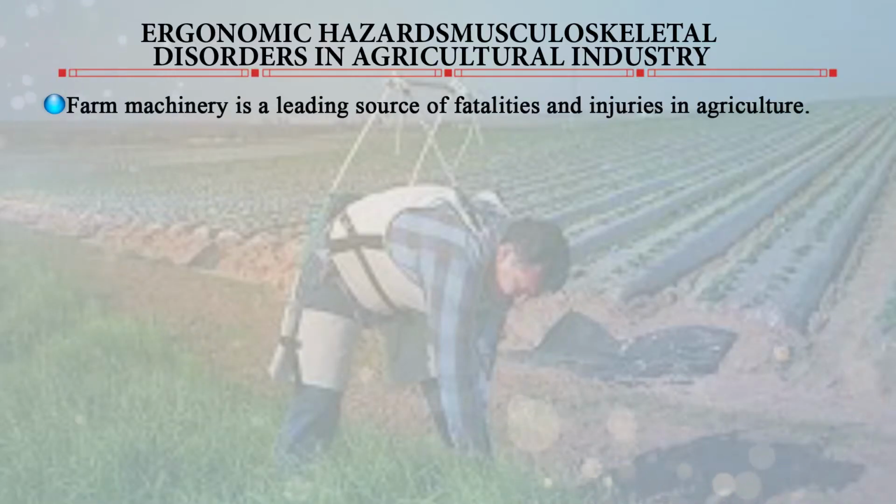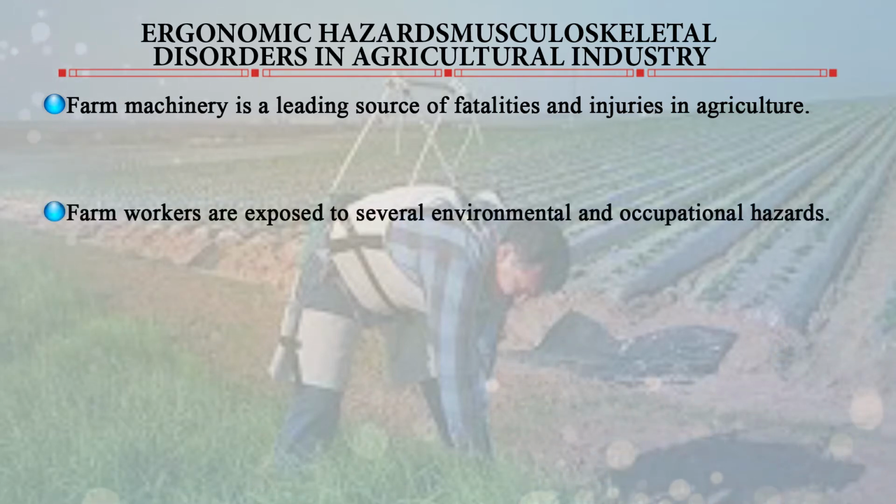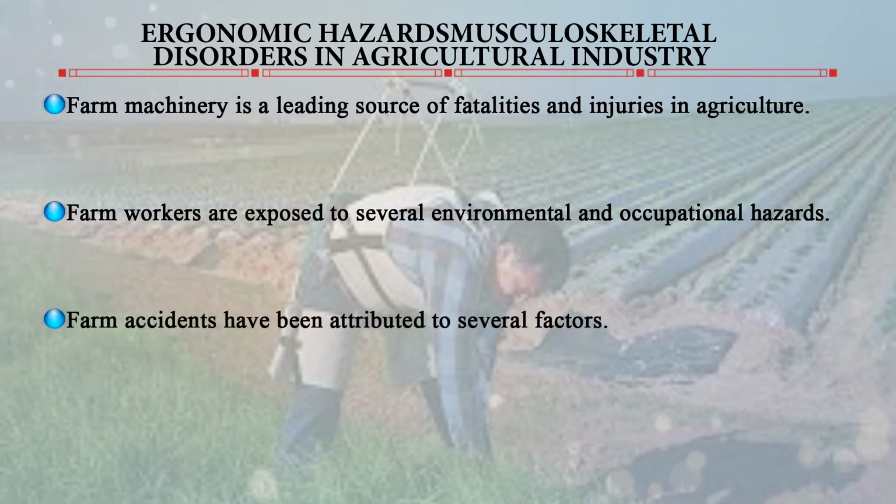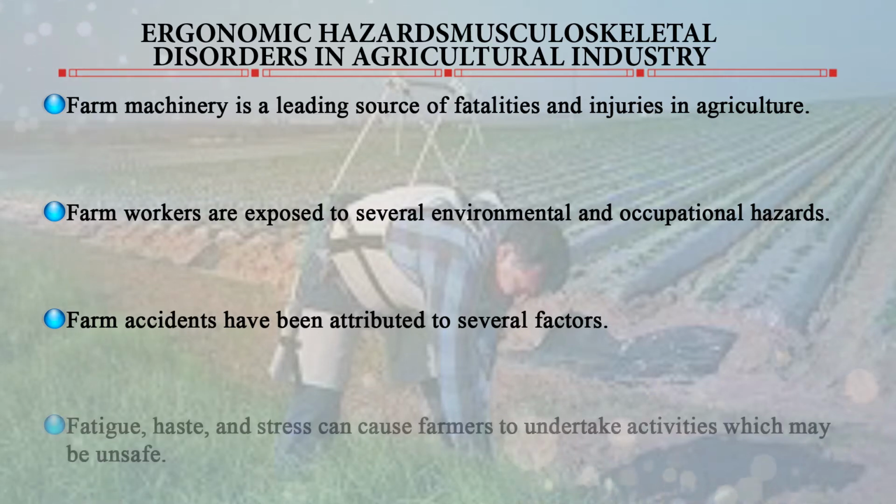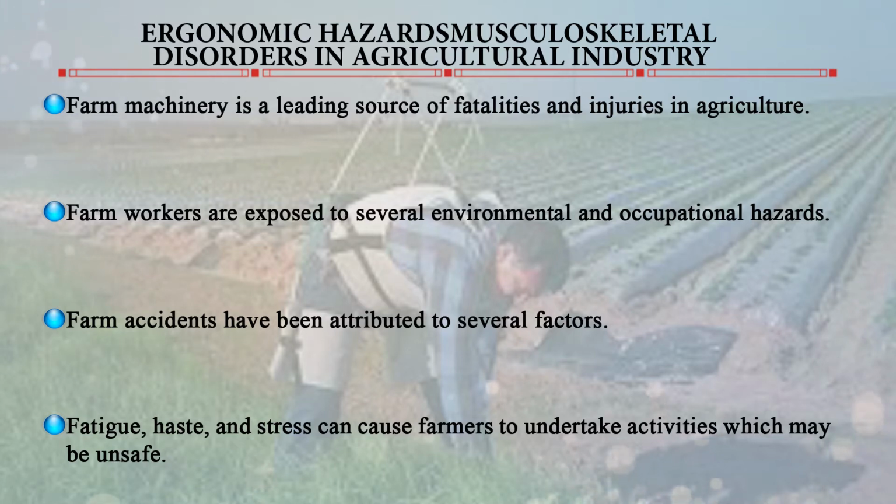Farm machinery is a leading source of fatalities and injuries in agriculture, because even the farm machinery, you need to load them, you need to unload them. So bending, and if you do it in an improper way, then that may lead to sprains and strains. In the same way, the farm workers are exposed to several environmental and occupational hazards. Farm accidents have also been attributed to several factors: fatigue, haste and stress. This can also cause the farmers to undertake activities which are normally not to be done, and that may be unsafe and that may be fatal.